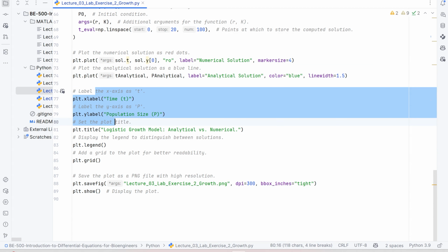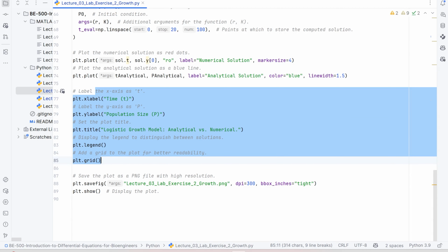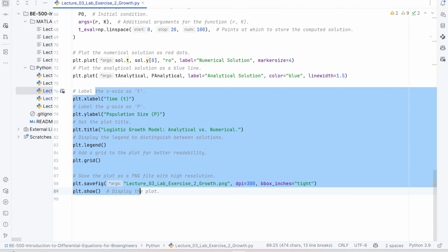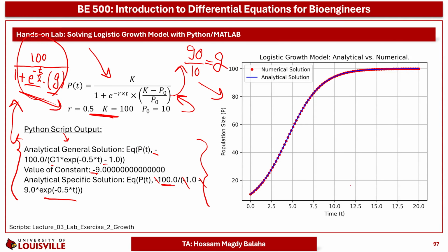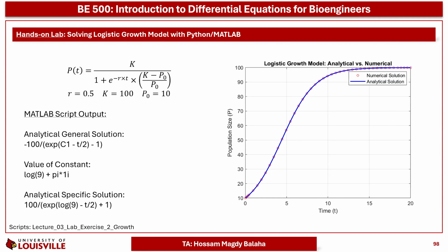Define x and y labels, title, legend, grid, and you can save and show the figure. And this is the output. Again, the numerical solution in red circles and the analytical solution in a line colored in blue. We will do the same using MATLAB.